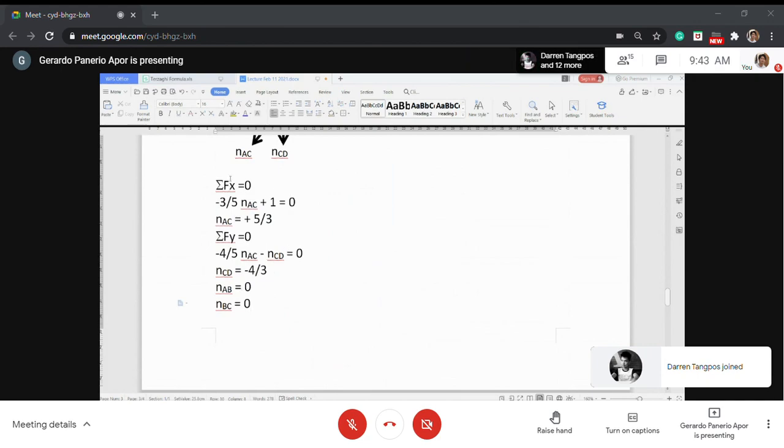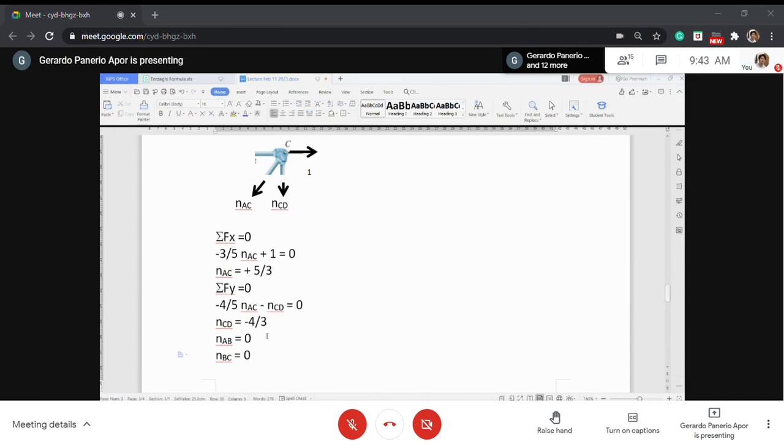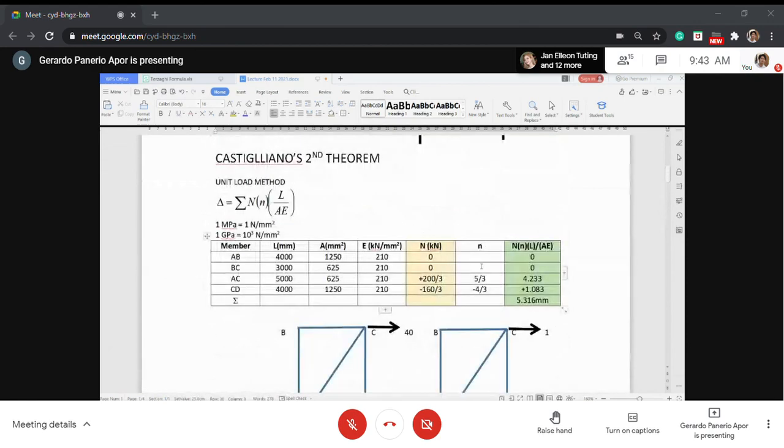So what is the difference here is that we do not perform equilibrium equations anymore, but we take right away what will be the answer because our unit load is 1, not k. So 5/3, negative 4/3, 0, 0. So you put that here in the column letter n here. So you have 0, you have 0, 5/3. So you perform this product n times L over IA. So this one will be 0, and this one will be the same. No, 200, you have 200 times 5 divided by 9.